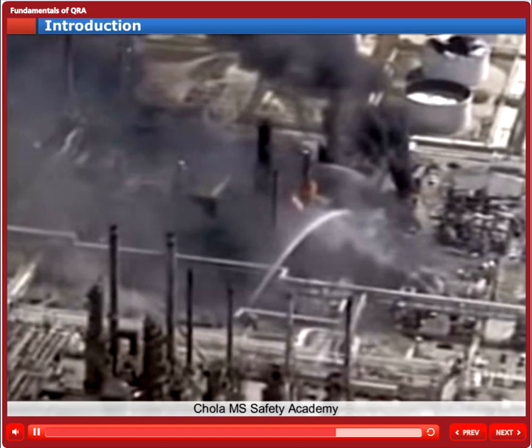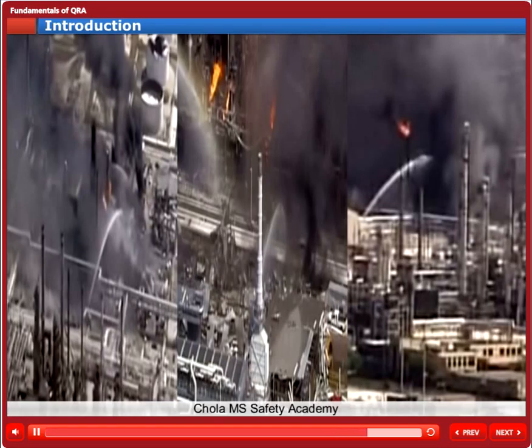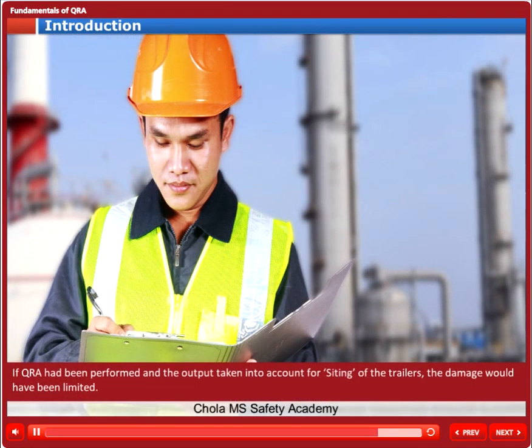In the video you just witnessed, most of the fatalities were the people in trailers sited near the ISOM unit. If QRA had been performed, and the output taken into account for siting of the trailers, the damage would have been limited.